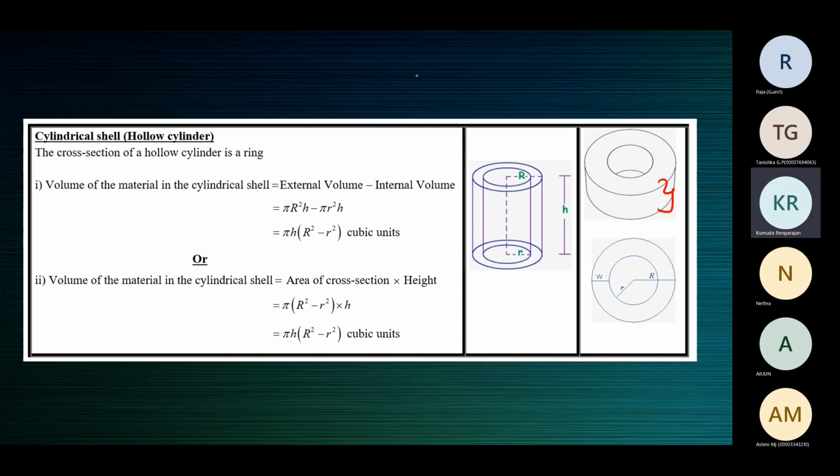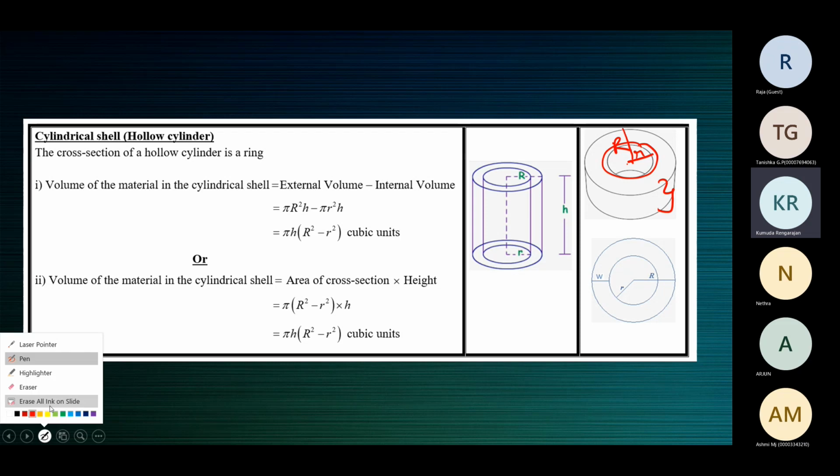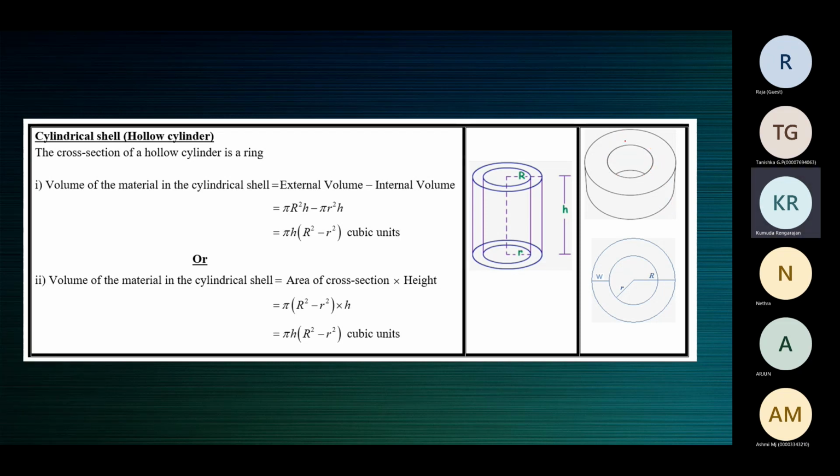Now, what are the different parts of this hollow cylinder? The circle on the top has a radius of r units. The circle on the top on the outside has a radius called capital R units. So on the top, you can see a ring. Between this inner circle and outer circle, you can see some area here. This area is called the area of a ring.